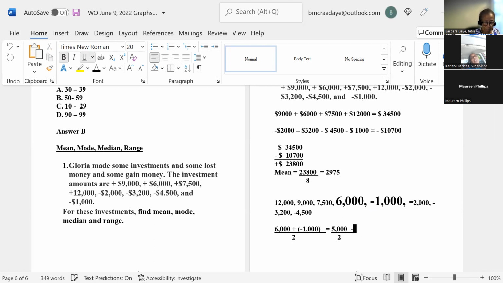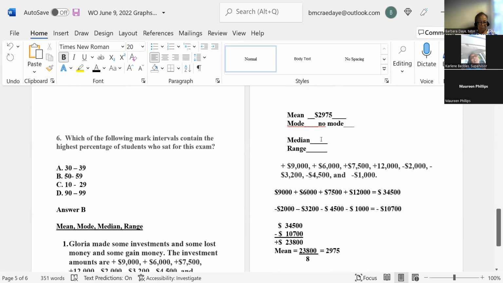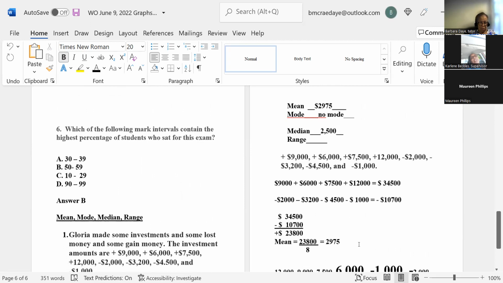So this would be equal to, let's see, let's back up. So that would be equal to 2,500, and that's the median. Right? So you got the median. Let's put it here. That's 2,500.